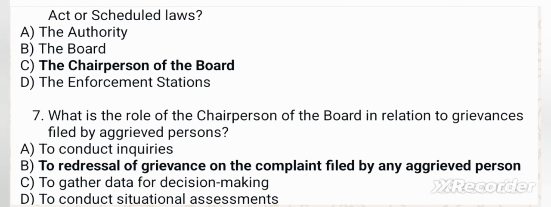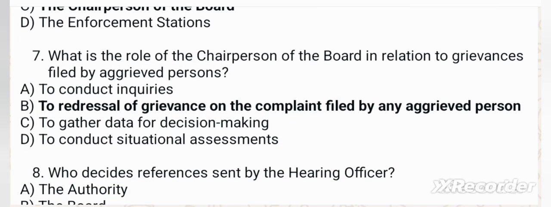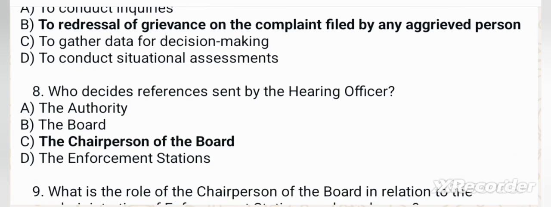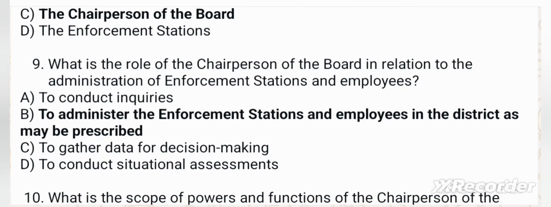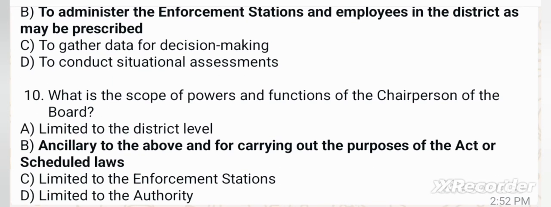What is the role of the chairperson of the board in relation to the grievances filed by the aggrieved person? Redressal of the grievance on the complaint filed by any aggrieved person. Who decides the reference sent by the hearing officer? The chairperson of the board. What is the role of the chairperson of the board in relation to the administration of enforcement stations and employees? To administer the enforcement stations and employees in the district as may be prescribed. What is the scope of the powers and function of the chairperson of the board? Ancillary to the above and for carrying out the purposes of the act or schedule laws.